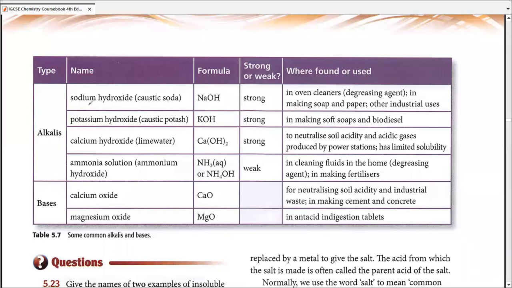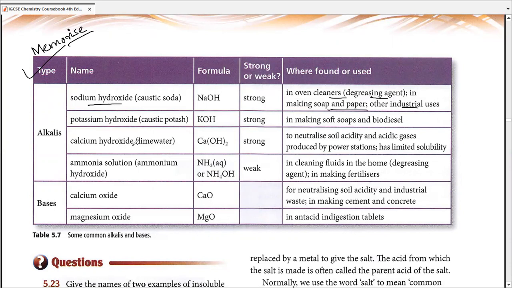So we're talking about sodium hydroxide, which is NaOH. It's a strong one. It's used in oven cleaners or degreasing agents. It's also used in making soap and paper or other industrial usages. Then we have potassium hydroxide, the common name of which is caustic potash. Remember, you're supposed to memorize this entire table, every single word of it. It is used in making soft soap and biodiesel. It's also used to make shaving cream and foams.